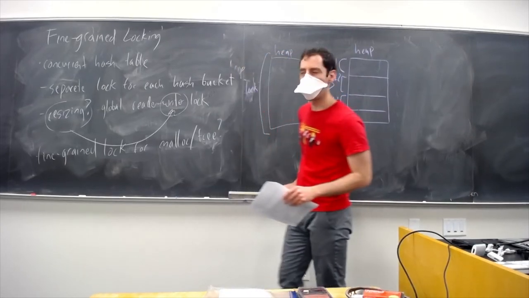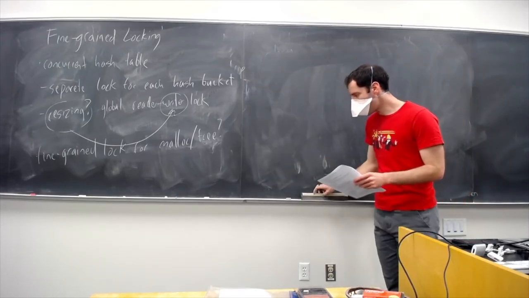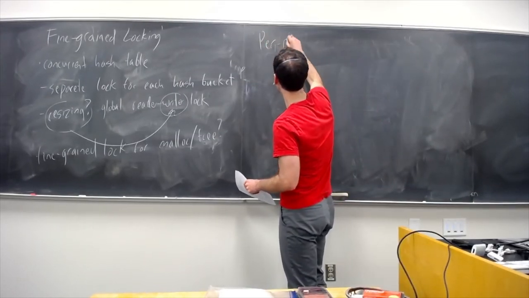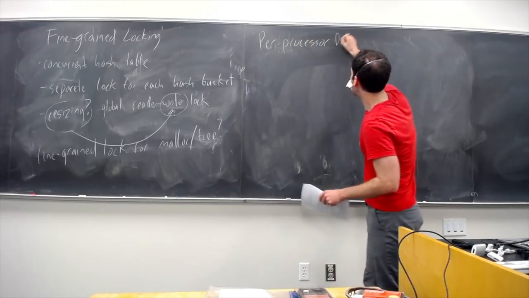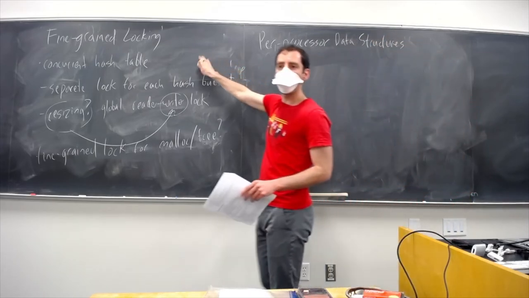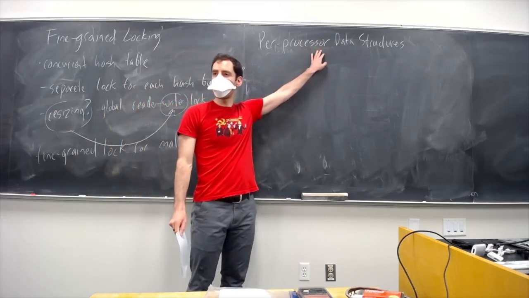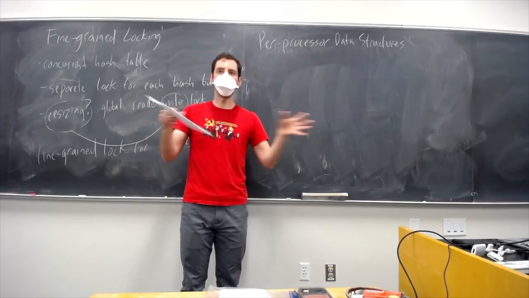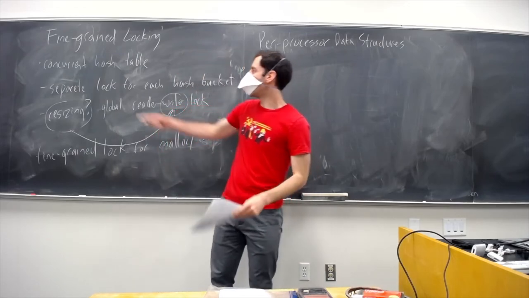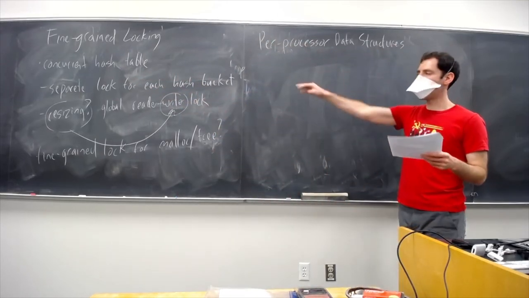All right, to talk about other approaches that we can use when we have a lock as a bottleneck. A sort of similar idea to fine-grained locking says, however many processors we have, let's split our shared data into that many pieces, and then each processor will operate on a particular piece. So we take our hash table, and if we have four processors, we split it into four separate tables.